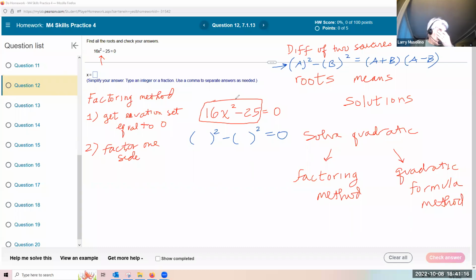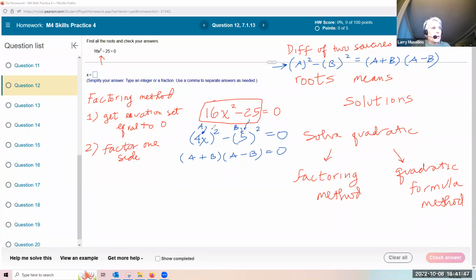Well, let me rewrite 16x squared as a quantity in parentheses squared. So I'm going to write this as 4x in the parentheses, because 4x squared gets me back to 16x squared. And 25, I'm going to rewrite as 5 squared. So really, I'm thinking of this 4x as the A quantity and this 5 as the B quantity. All right, let me do the factoring then. It says to factor it as A plus B times A minus B.